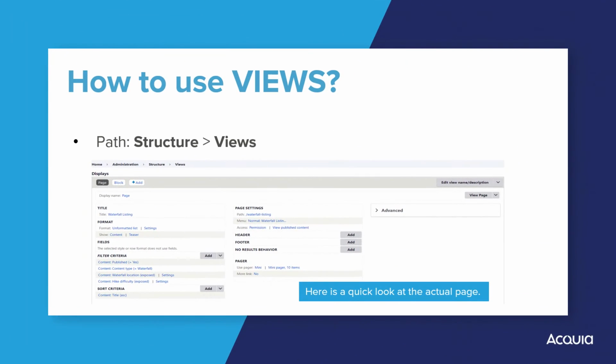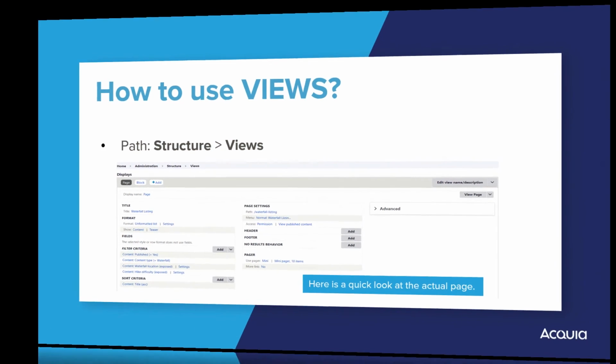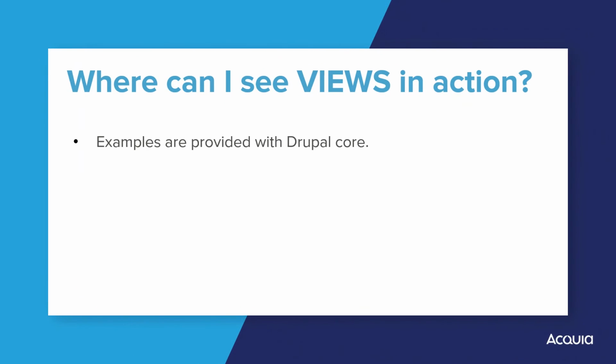The views interface is located at the path structure and then views. Here is a very quick look of what the views page will look like. Now, you may be wondering, where can I see views in action? Actually, Drupal core comes with several views, which you have already seen without knowing that they were views. These will be discussed in later videos.